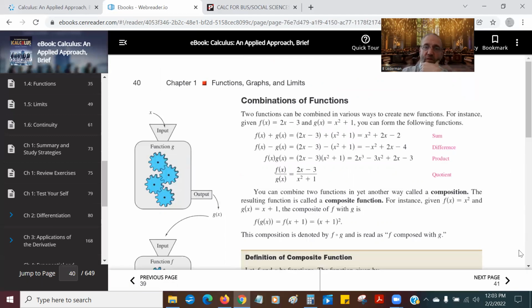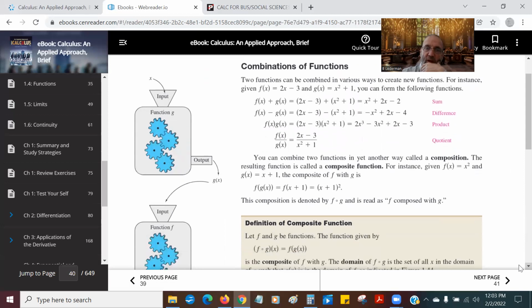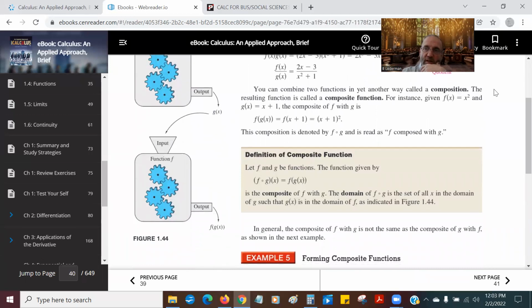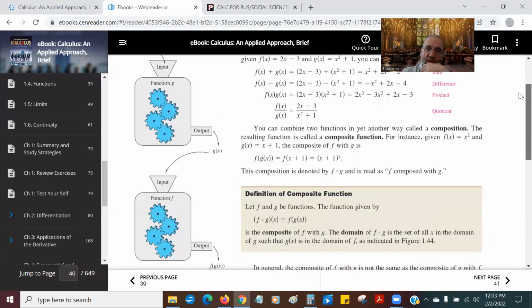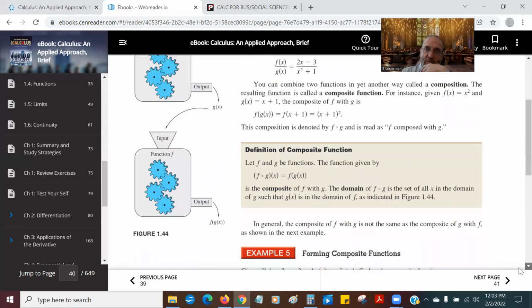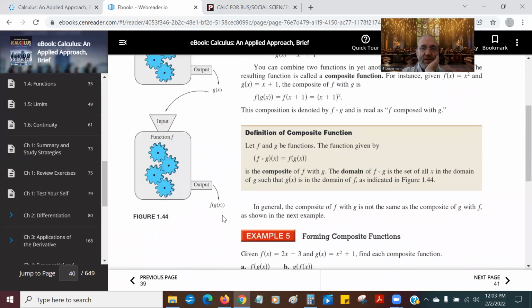What about combining two functions? In other words, what if I have a machine, I stick in an input, and that spits out an output. But then the output from the first machine falls into a second machine, and it gives me a new output. So the first machine was the G machine. So I stuck an X into the G machine, and it gave me G of X. Now the G of X falls into the F machine, so it gives me F of G of X.